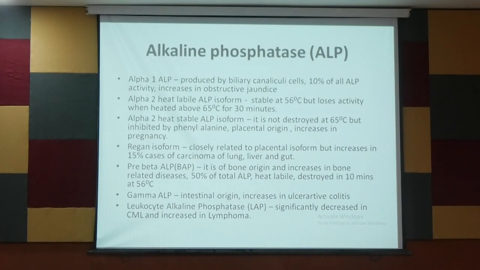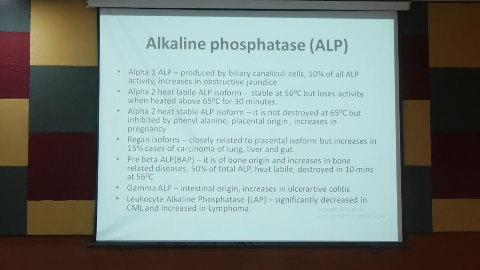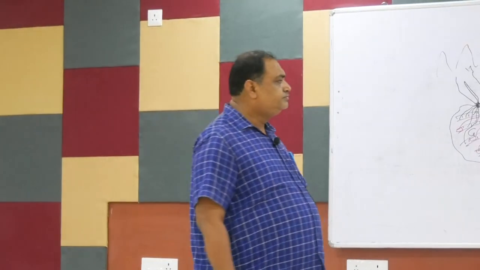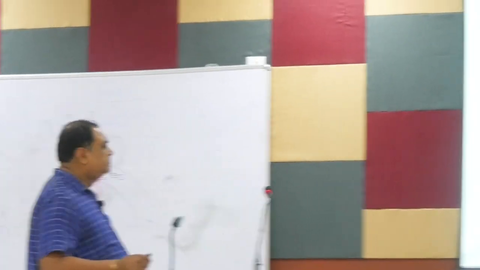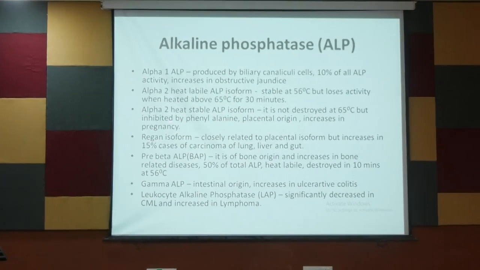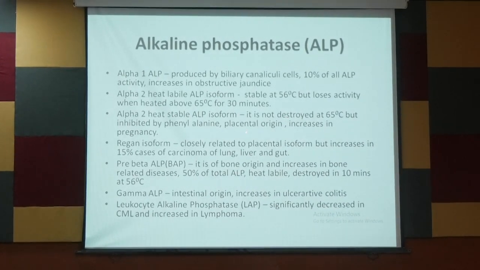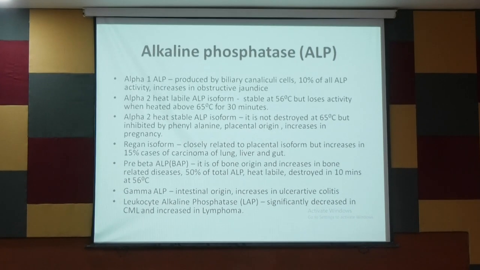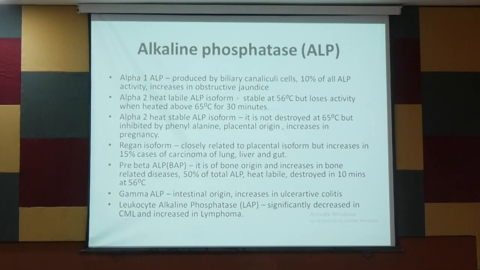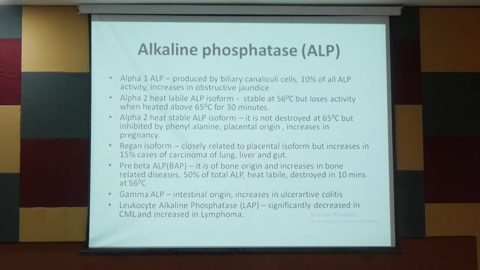So when you go to a general practitioner, general physician, he sends the case back to the specialist, the hematologist, and then the hematologist will diagnose this one. Report. Fine. Heat stable form is the placental origin. Placental origin. A pregnant lady shows an elevated level of ALP2.